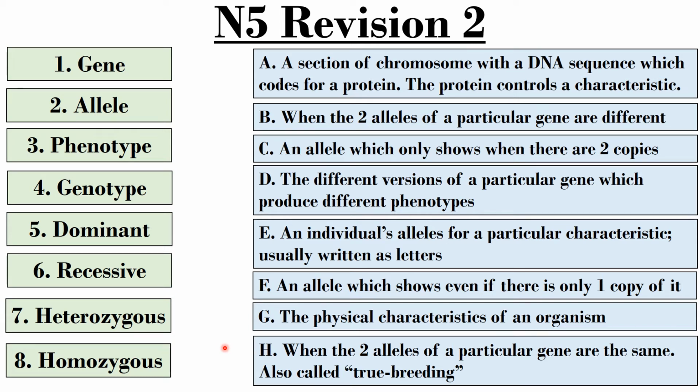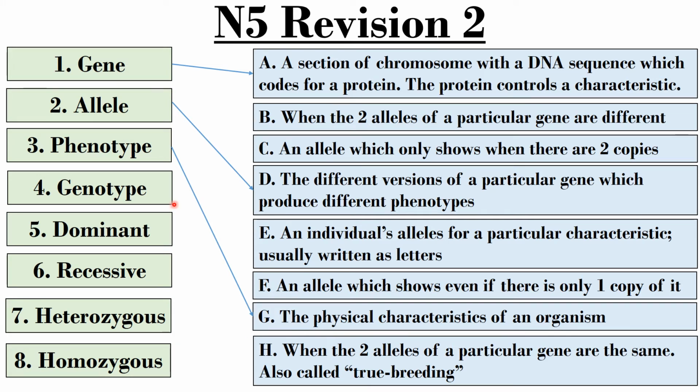So number 1, a gene is A. That's a section of chromosome with a DNA sequence which codes for a protein, and then the protein controls a characteristic. Allele we just mentioned, so that is the different versions of a particular gene, so that's D. The phenotype is G, so that's the physical characteristics of an organism.